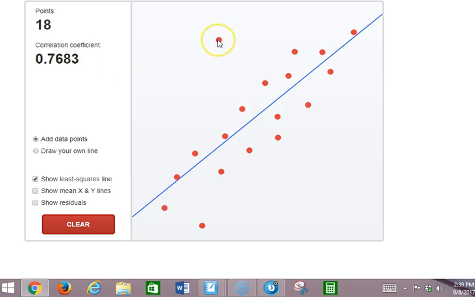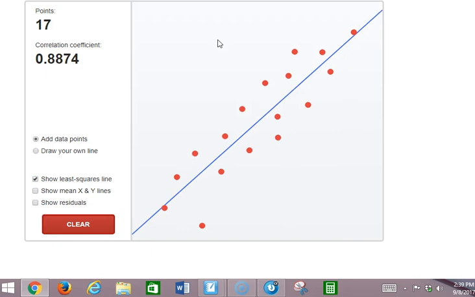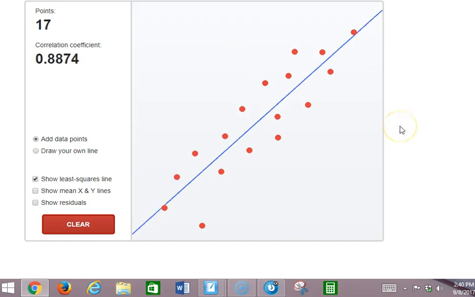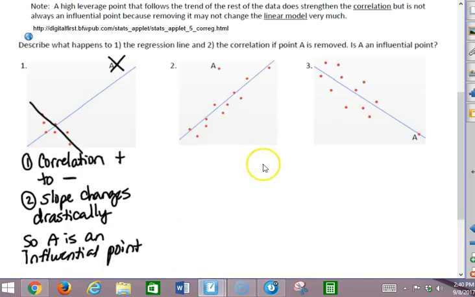Okay, so we're going to see what happens if we remove point A. Notice the correlation is strengthened, but the equation of the line didn't really change much at all. I'll put this point back, and you can see not much of a change. A slight change, but not much. So we would say A is not an influential point, and it's not influential because it's directly above x bar. Its x value is pretty much right in the middle.